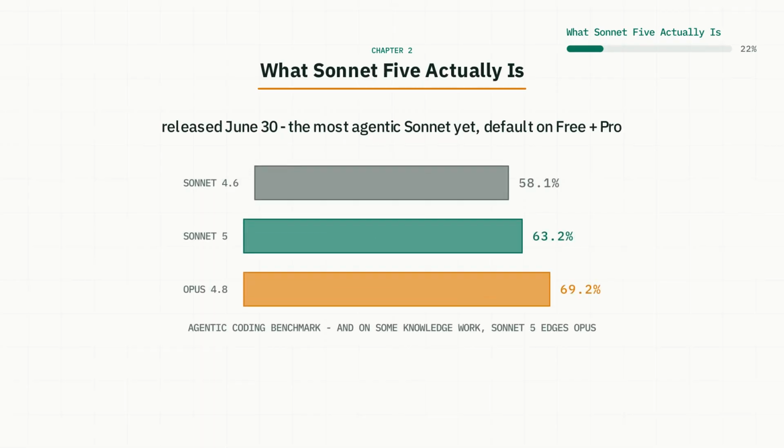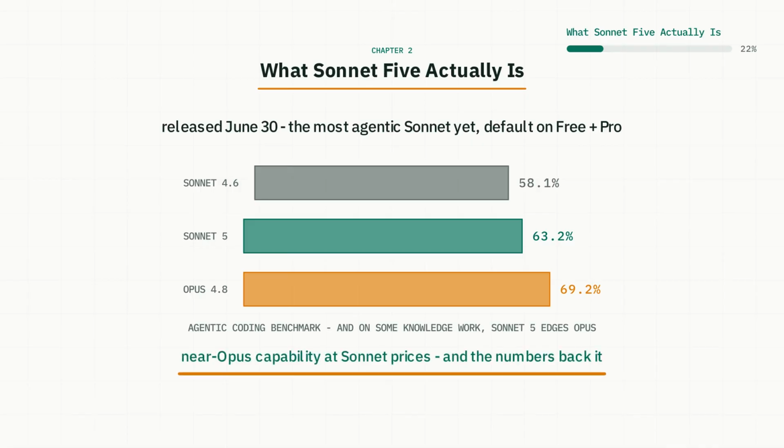Released June 30th, it's now the default model on the free and pro plans, and it is the most agentic Sonnet Anthropic has shipped. On the flagship agentic coding benchmark, it scores 63.2%, 5 points above its predecessor Sonnet 4.6, and 6 points below Opus 4.8, the top of the line. And on certain knowledge work benchmarks, remarkably, it slightly outperforms Opus. Near Opus capability at Sonnet prices, that's the pitch, and the numbers back it.